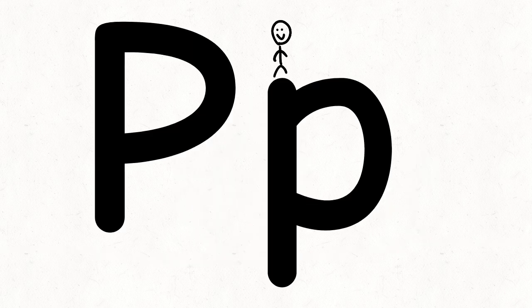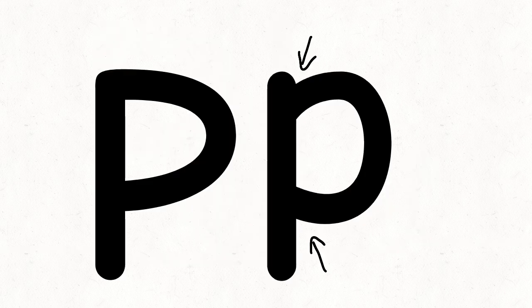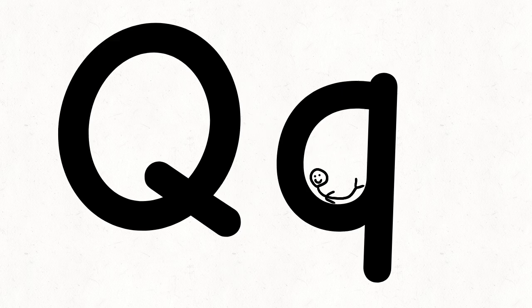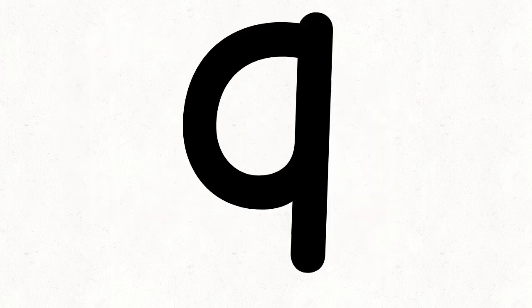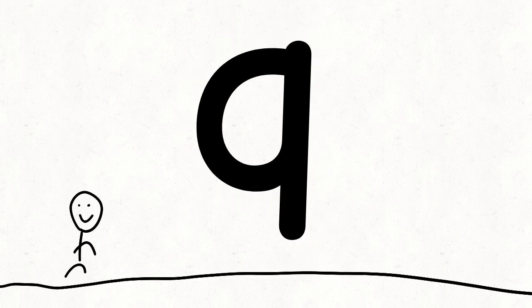Up next, P. For P, it looks like the top and bottom of the bump curved in. So I'm gonna do the same thing. Up next, Q. For Q, it looks like they loosened that line. So you know what I'm gonna do.